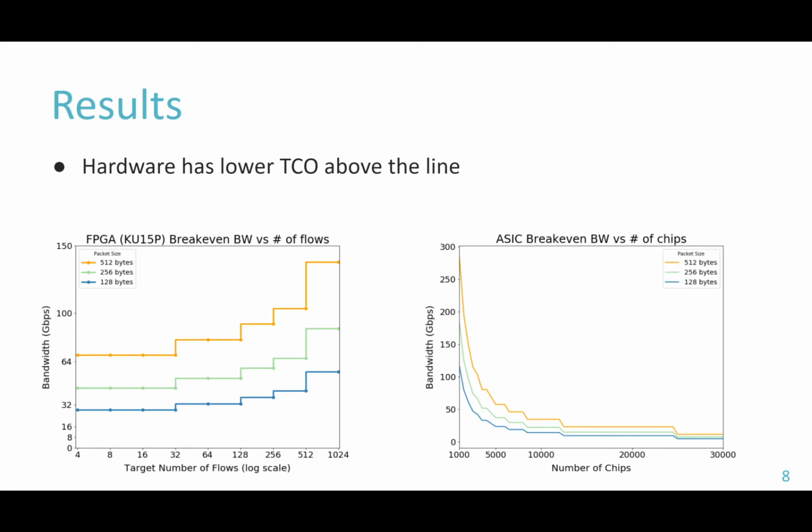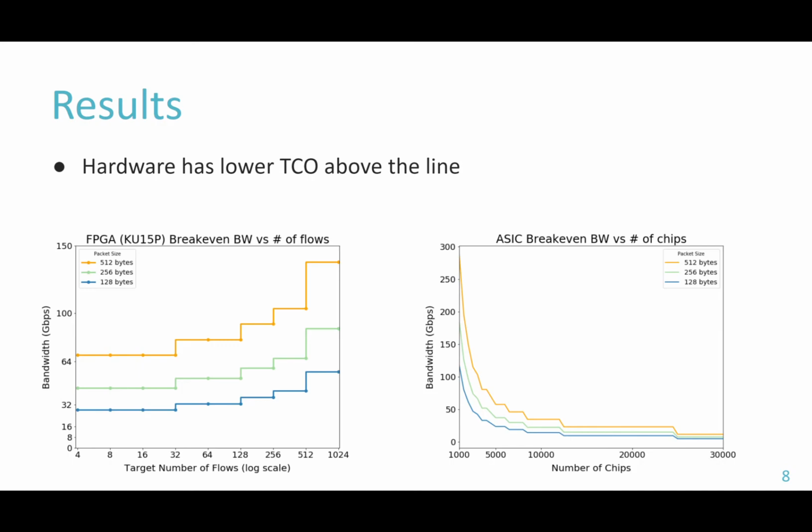Here are some of our preliminary results for FPGA and ASIC. For FPGA, we're comparing versus the number of flows because that scales the number of BRAMs, which scales the price. For ASIC, we're comparing versus number of chips. These graphs show what we call break-even bandwidths. Above the line, the hardware stacks have better TCO, and below the line, the CPU stacks have better TCO.